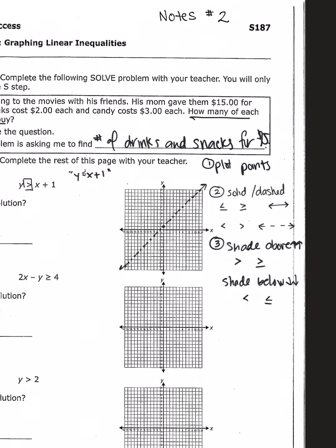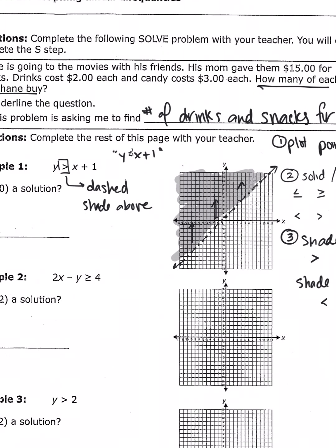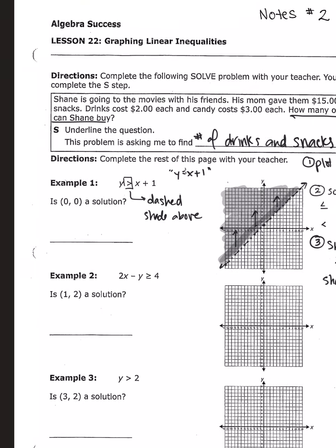In this case, this says y is greater than. So we already know that that meant we're going to have a dashed line. And because it's greater than, I am shading above the line. So one easy way to think about this is that when I'm shading above, I can draw arrows going up from my line. And that tells me the part of the graph I need to color in is this side right here. All of the points on this colored in part of the graph will show that our y value is greater than the x value plus 1. So anything above that line.